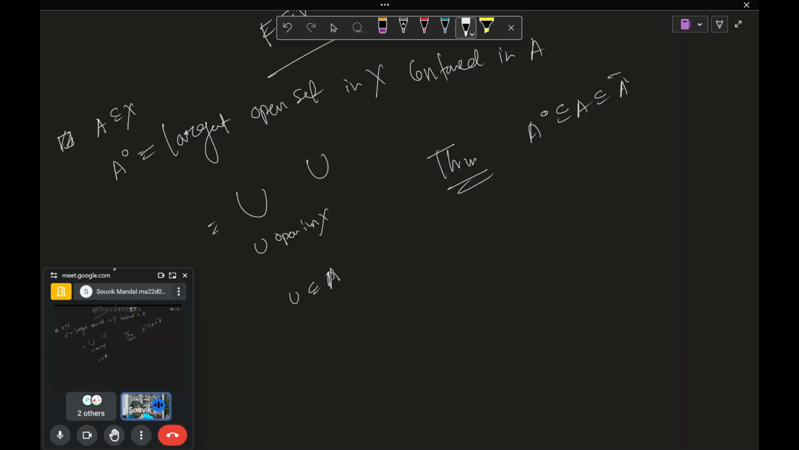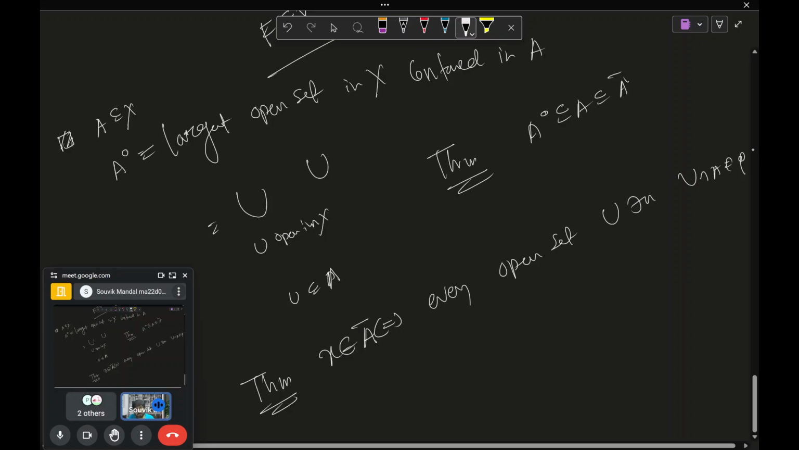There is another theorem: x belongs to the closure of A if and only if every open set U containing x has U intersection A non-empty. We have seen this in real analysis and metric spaces, but there is nothing more to say. The same thing can be written in terms of a basis.